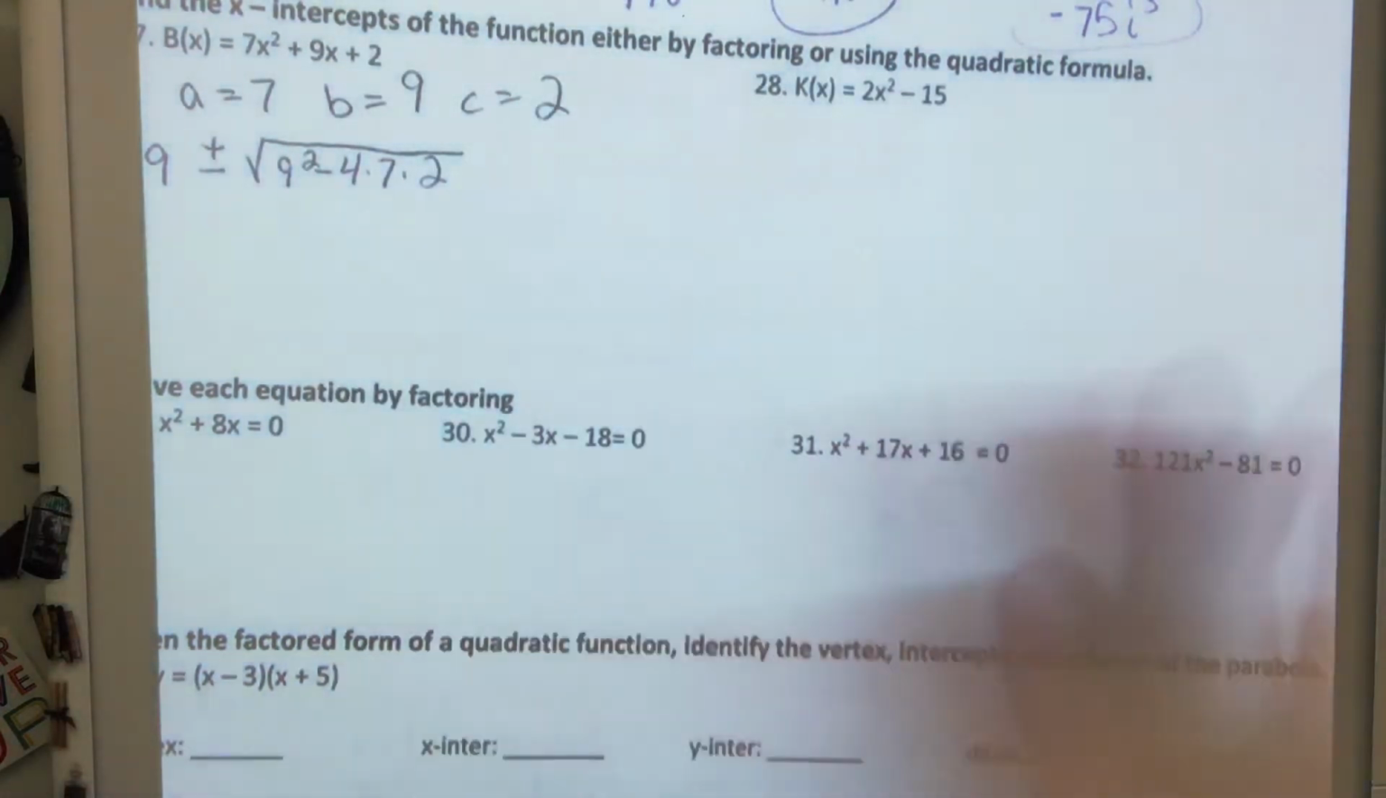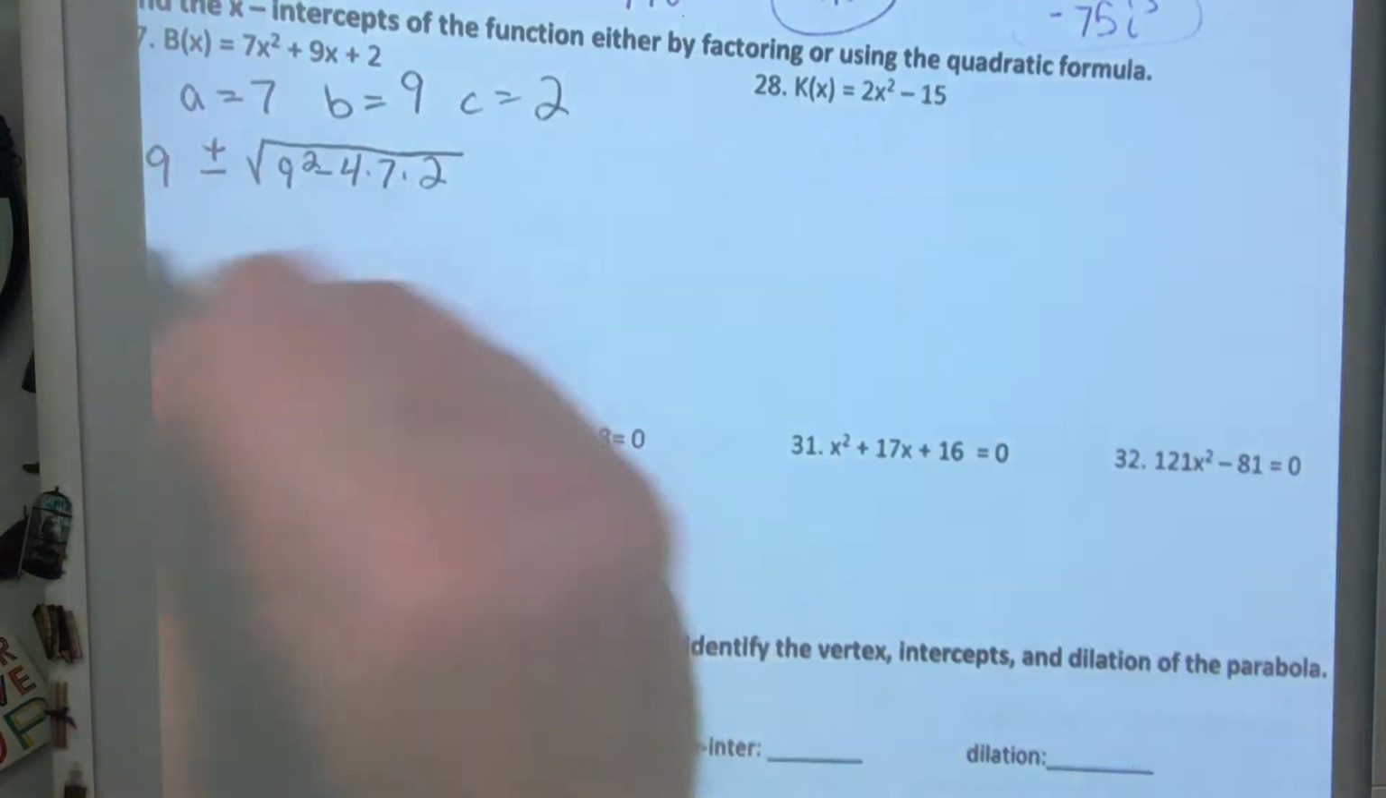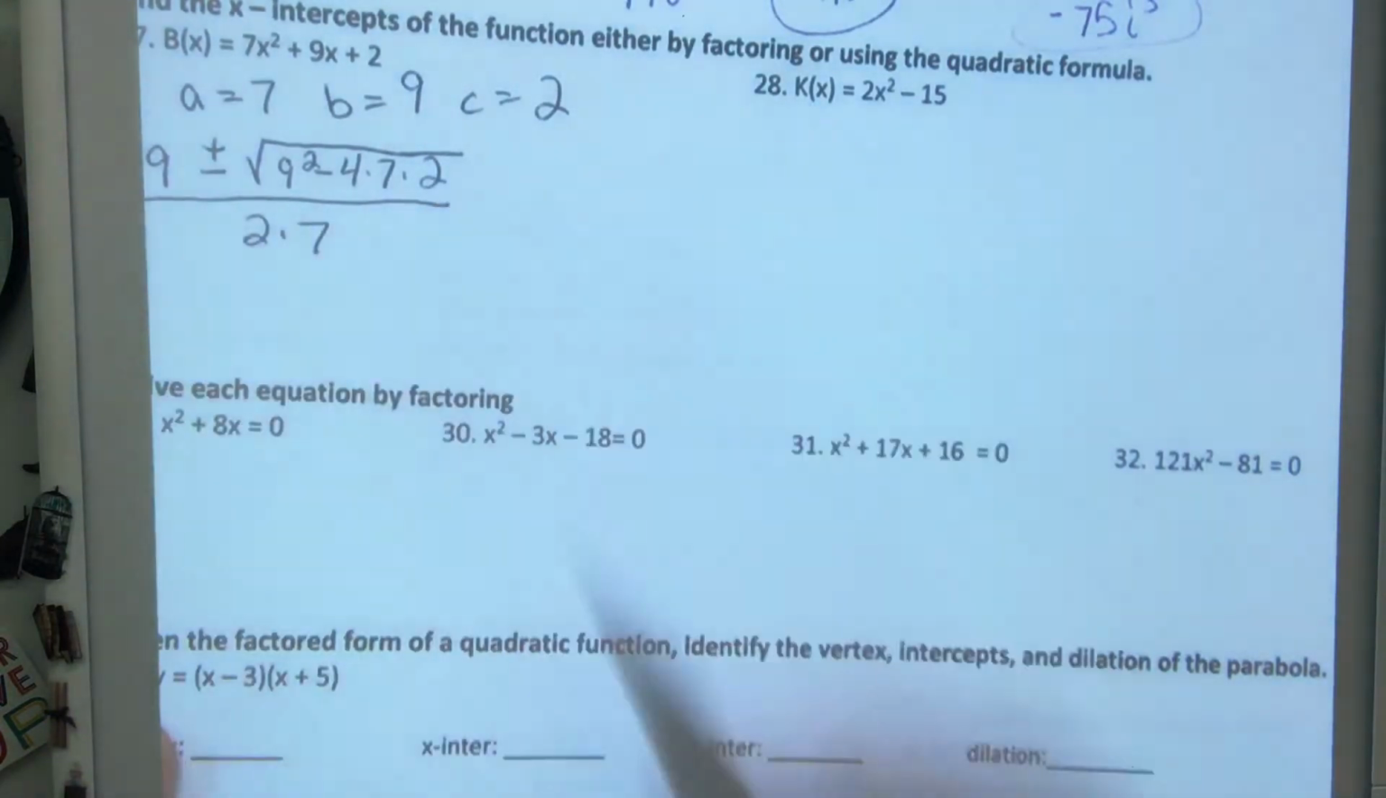And you can always pause the video anytime you need to. I'm just pushing through because of time. Over 2 times 7.